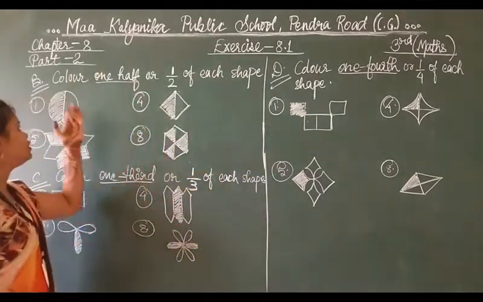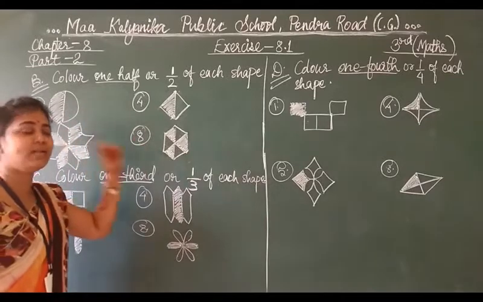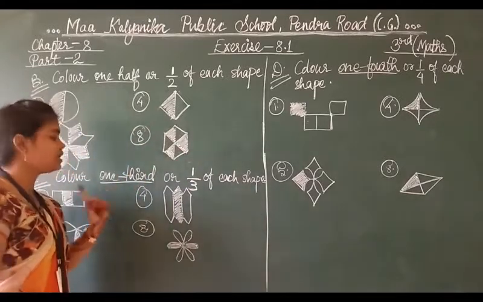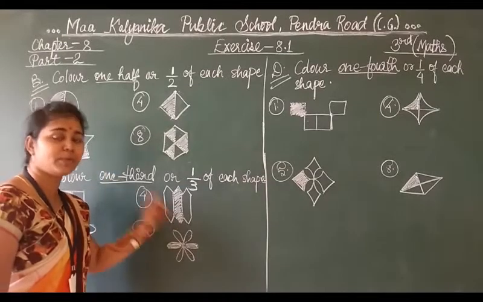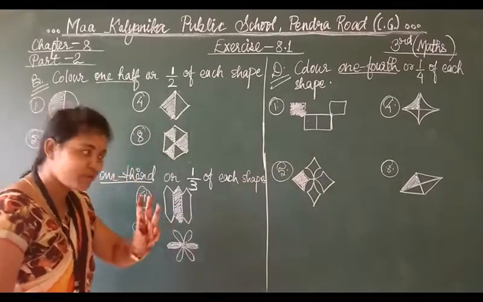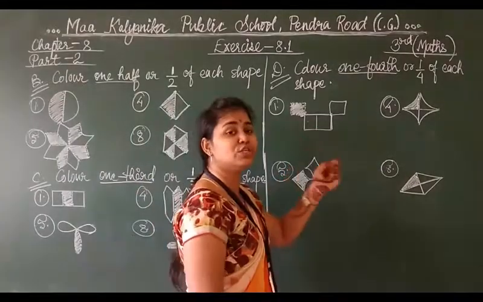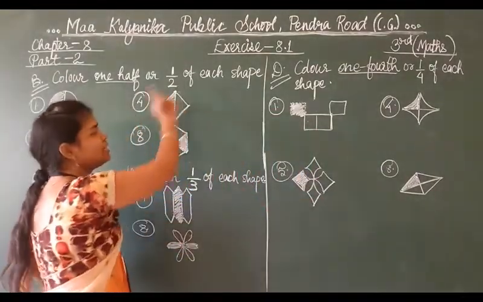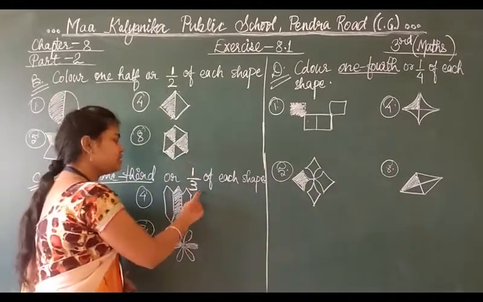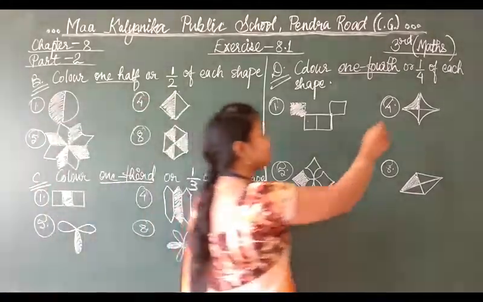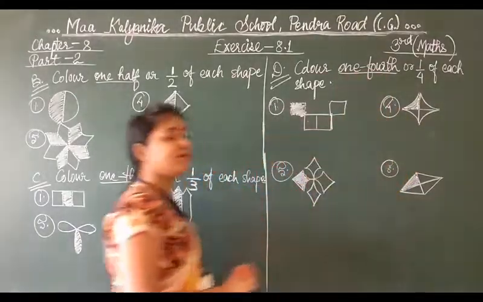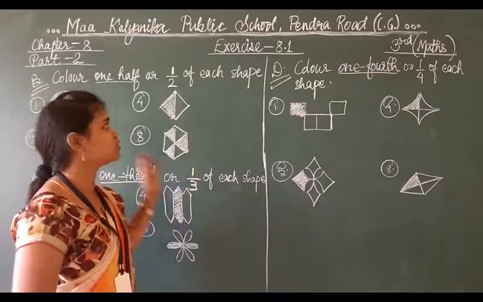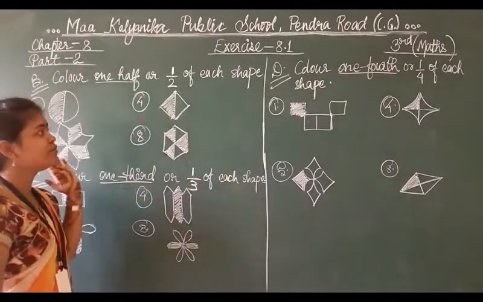Here we have learned that half means you can divide the total number of parts by 2. Here 1/3 means you can divide the total number of parts by 3. Here 1/4 means you can divide the total number by 4. Simply, here 2 is in the denominator, divide by 2. 3 is in the denominator, divide by 3. And here 4 is in the denominator, you have to divide by 4. 1/2, 1/3 and 1/4: this is the meaning of all these fractions.